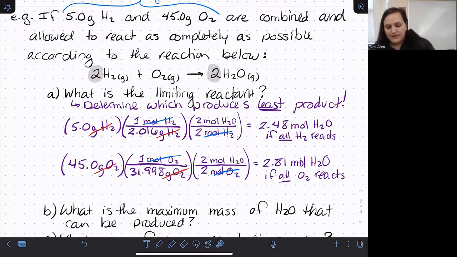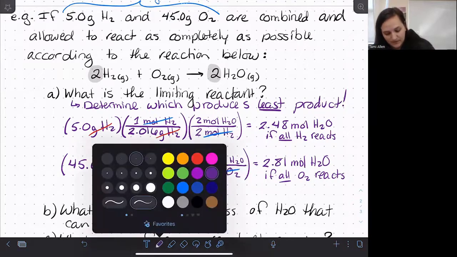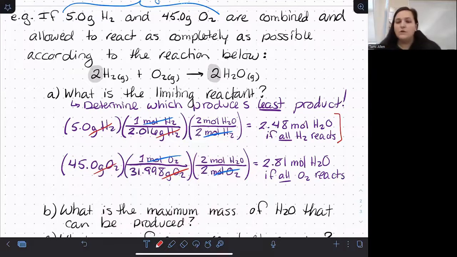So looking at this, we see we can produce about 2.5 moles of water with all of the H2 we have available to us. We could produce 2.81 moles of water with all of the O2 that we have available to us. So what this means is that once we have hit 2.48 moles of water produced, we are out of H2. We have used up all of the hydrogen available to us, and that reaction has to stop. We can't actually get all the way to 2.81 because we ran out of hydrogen once we got to 2.48.